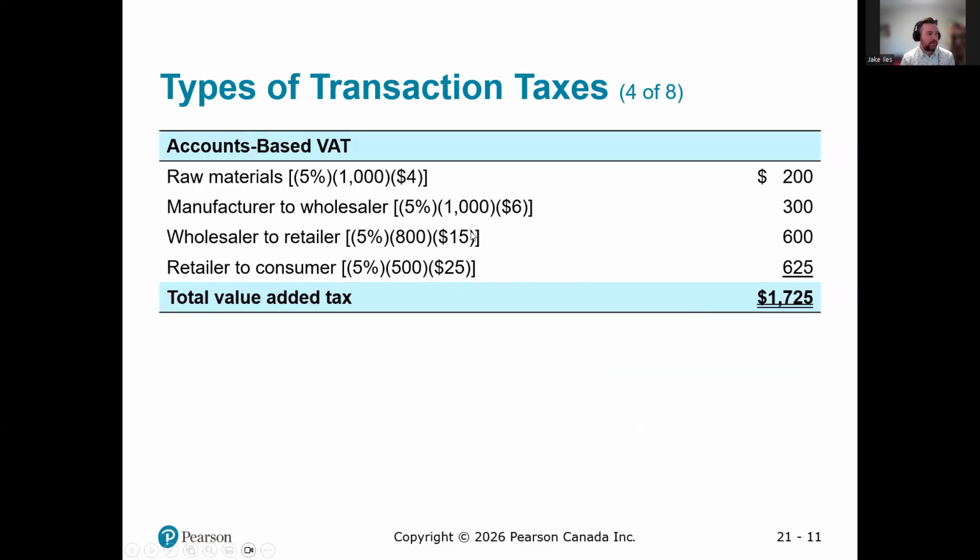So we go through that example. The $15 added going from $10 to $25 times 800 units sold at 5% is an additional $600. Retail to consumer, $25 of value added times 500 units sold, at 5% is $625. So the government collects sales tax at each step along the process. In total, they will have collected $1,725. That's looking at just the value added, the difference of price at each rank.